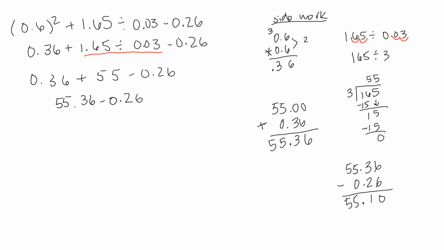Now, remember, when you have a decimal and the last digit is a 0, you drop that last digit. The only exception to that would really be money. So again, you don't want those zeros at the end of your decimal for a final answer. So we would write this as 55.1. And that's it. Okay. So just a quick recap.